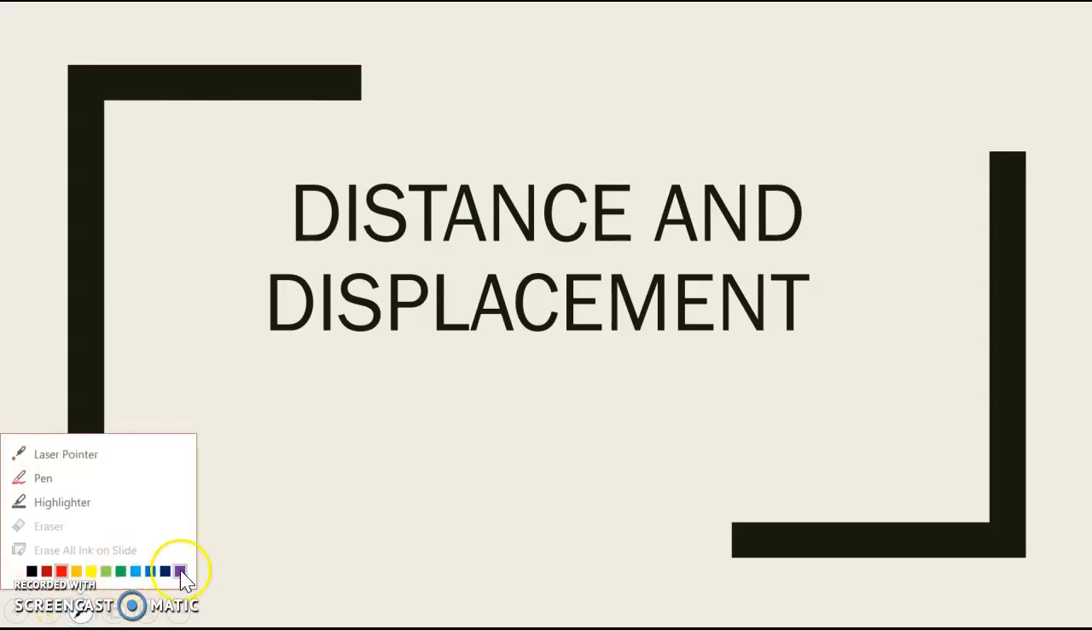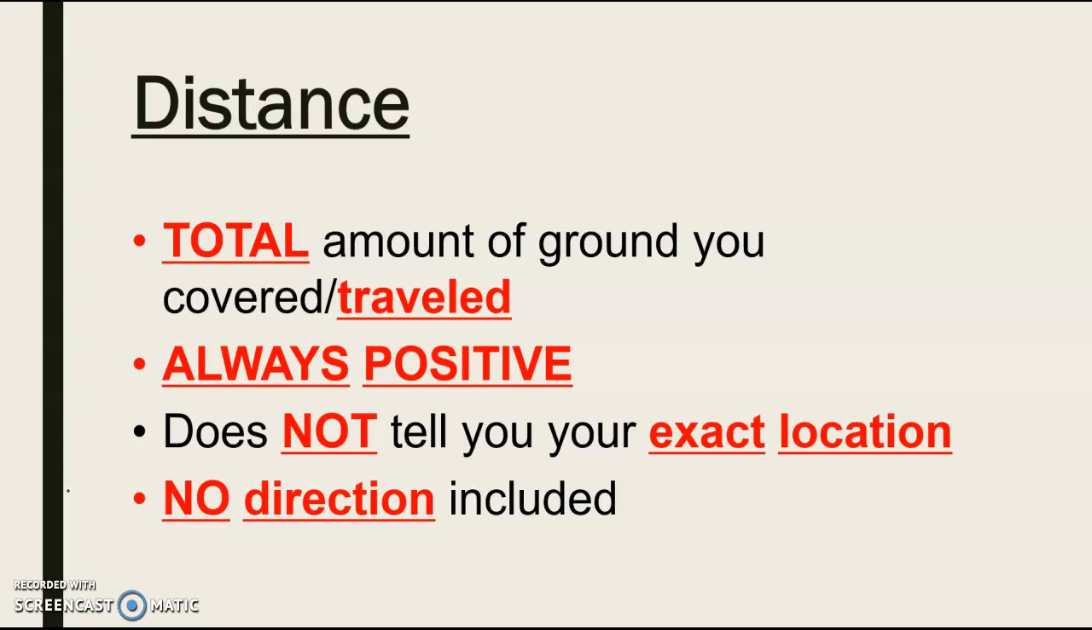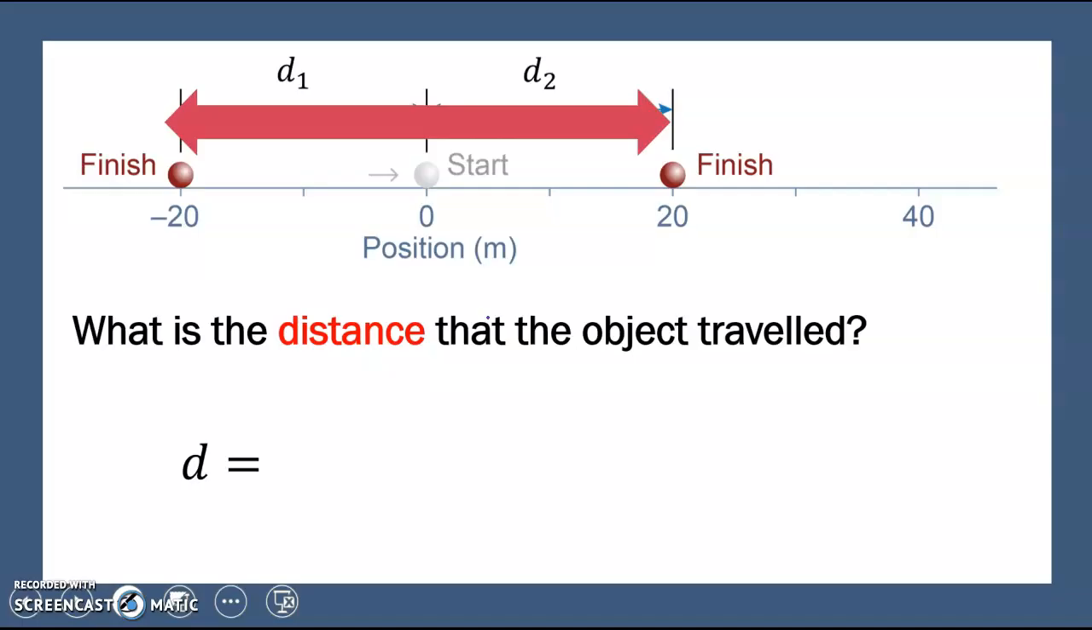In this video, we're going to be talking about the differences between distance and displacement. So first, distance. Distance is the total amount of ground that you have covered. So every single step of your journey, you add everything together. Because you add everything together, it is always positive. Distance does not always tell you your exact location. Also, no direction is included. So with distance, it is always positive, and there is no direction.